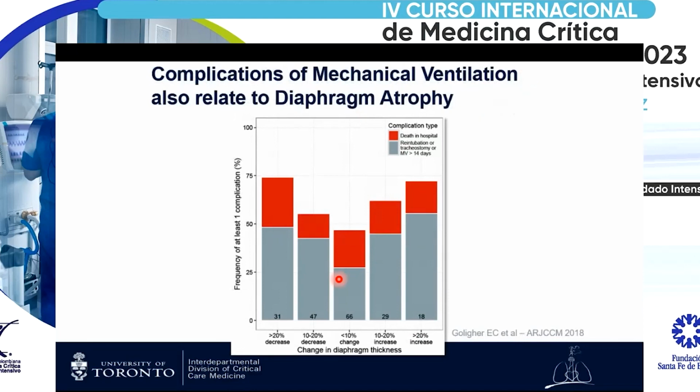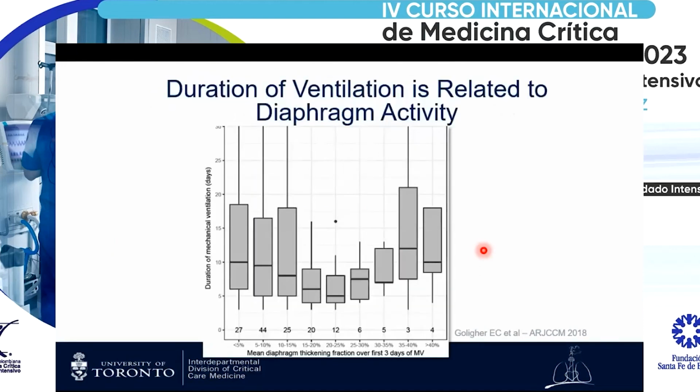And similarly, if we look at complications of mechanical ventilation, red is death in hospital, other complications being reintubation, tracheostomy, or more than 14 days on mechanical ventilation. Again, a U-shaped curve with the amount of diaphragm thickness change over time.